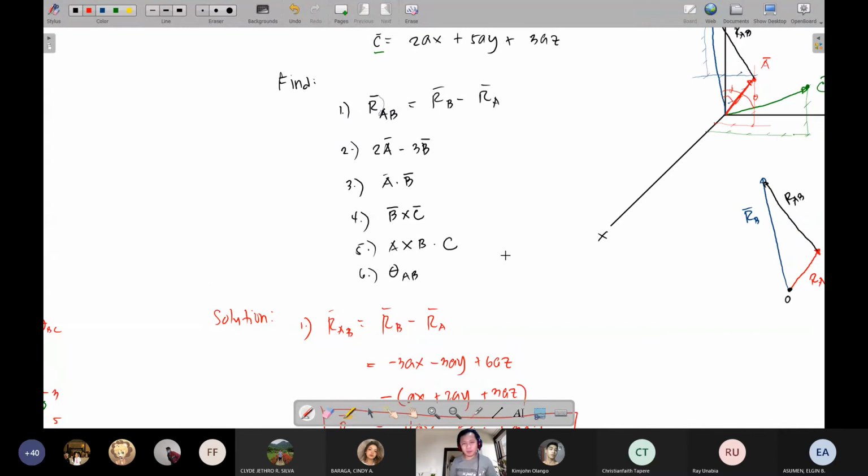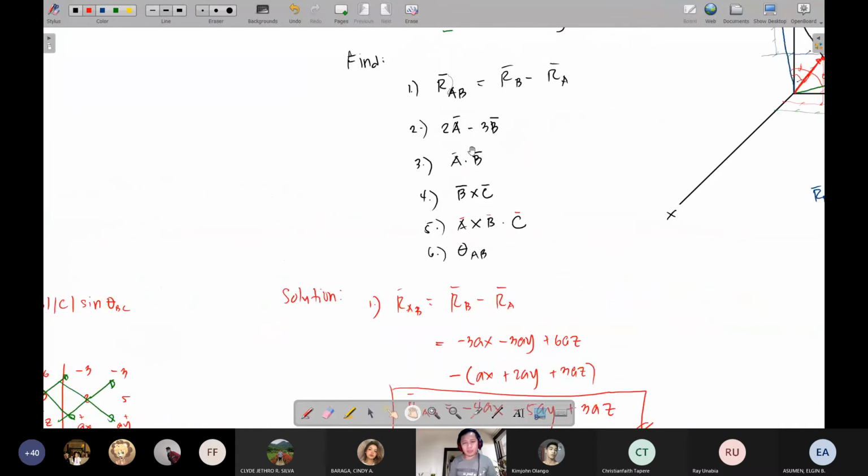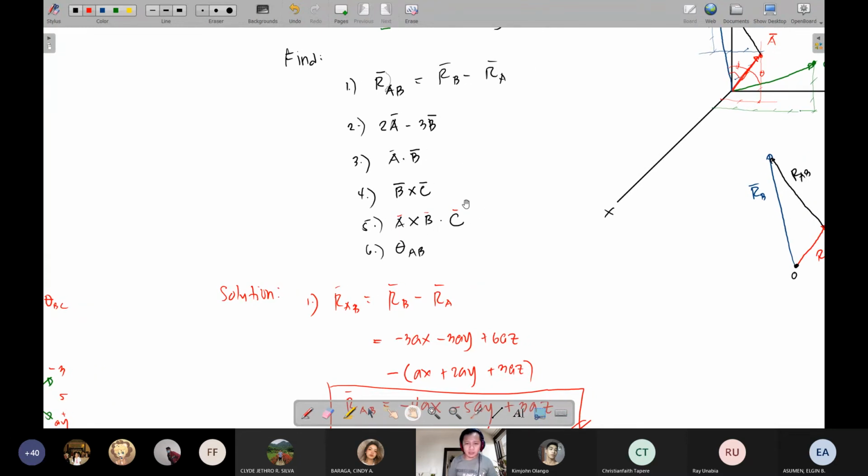Okay, here in problem number 5, you have A cross B dot C. Now for this one, again, for the dot product, the properties of multiplication can be applied. The cross product, no. Since here you have a cross product and a dot product at the same time, you have to start with the cross product. You really have to start with the cross product, except if there is a parenthesis.